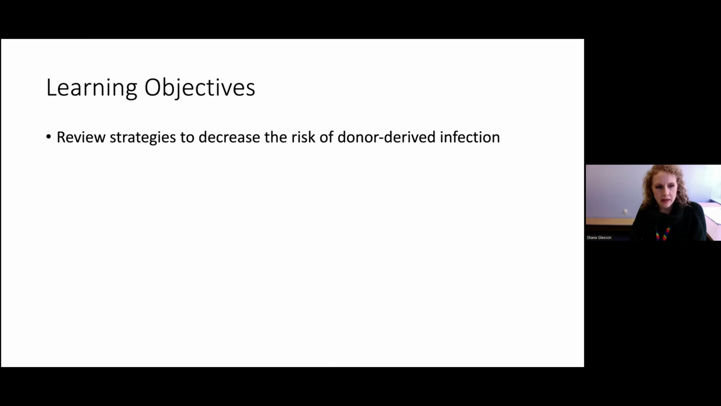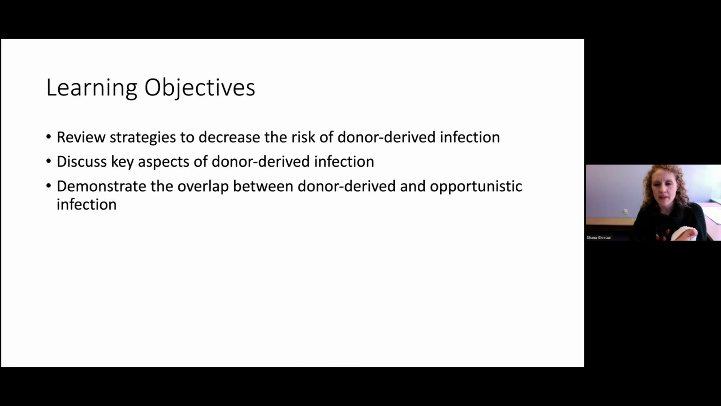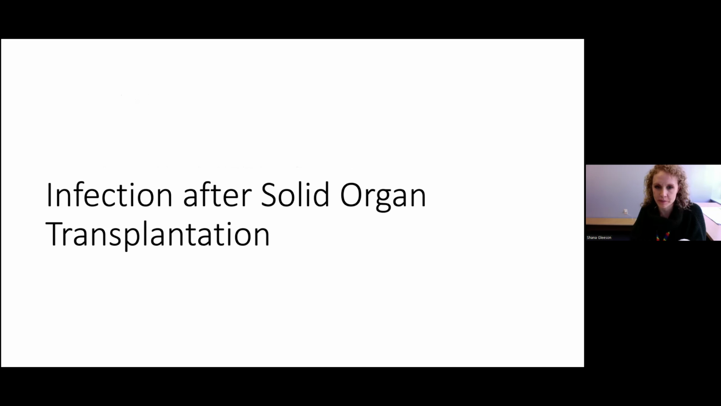And then, like I mentioned, we're going to review some of the strategies or ways we try to decrease the risk of donor-derived infection and hit on some key aspects of it. And then we'll also look at OI and see a demonstration of how there's overlap between donor-derived and opportunistic infection as well.